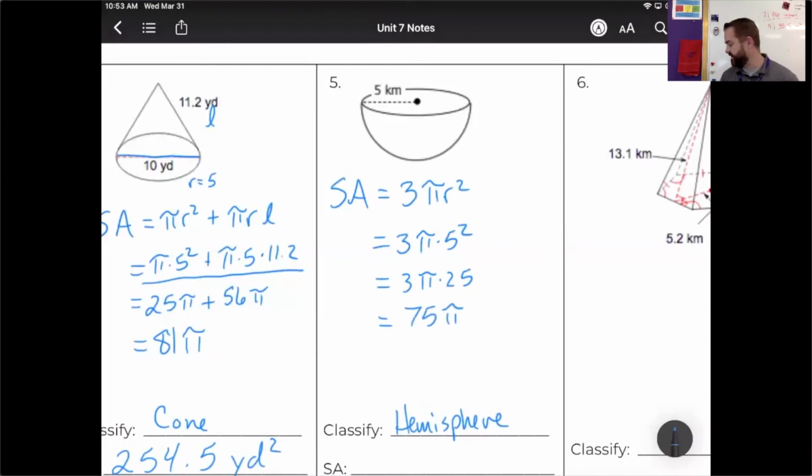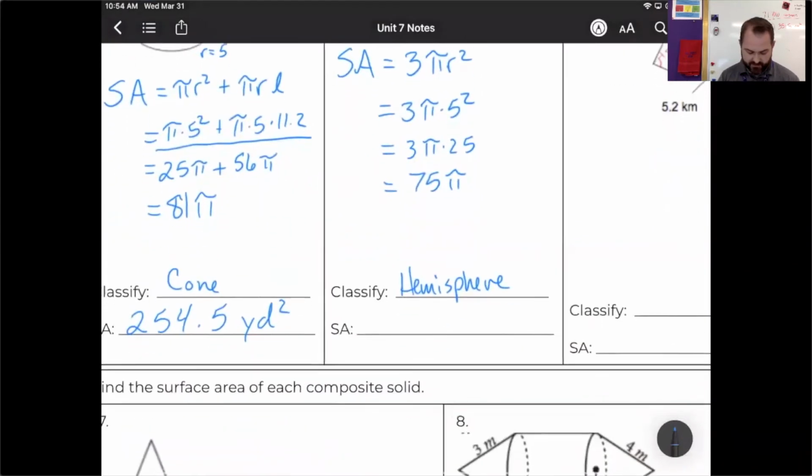When I do 75 pi, I get 235.6 square kilometers.